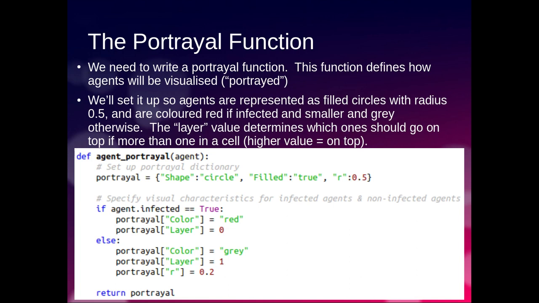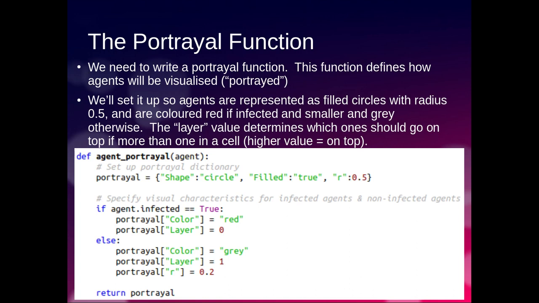We're then going to set up a dictionary which represents our portrayal. So remember we talked about dictionaries before. We use the curly brackets to do that, and we have pairs of labels and values. So in this case we have a label called shape, which determines the shape in which agents should be portrayed, and the value for this is circle. We want them represented as circles. We have a label called filled, which basically indicates whether they're filled circles or not. And we do want them as filled circles, so that's going to have a value of true. And the default size we want for our agents, the radius, is 0.5. So that's our default setup for an agent.